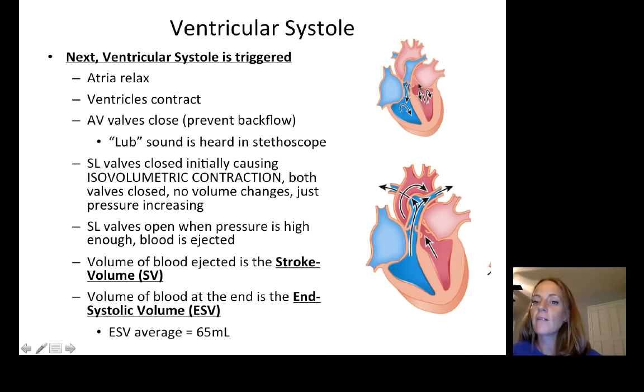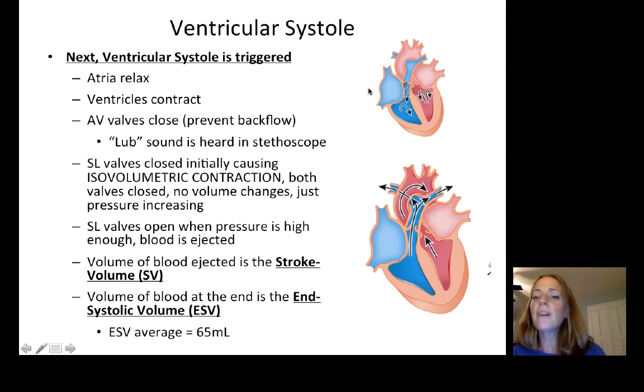The AV valves will shut to make sure that the blood doesn't go into the atria. So these are our umbrellas closing. The semilunar valves were still closed from the previous step, and it takes a certain amount of pumping to push open the semilunar valve. So that's why we have two pictures here. The ventricles receive electrical activity and they start to pump. That forces the AV valves closed. That AV valve closing makes the lub of the lub-dub sound when you're listening with a stethoscope.